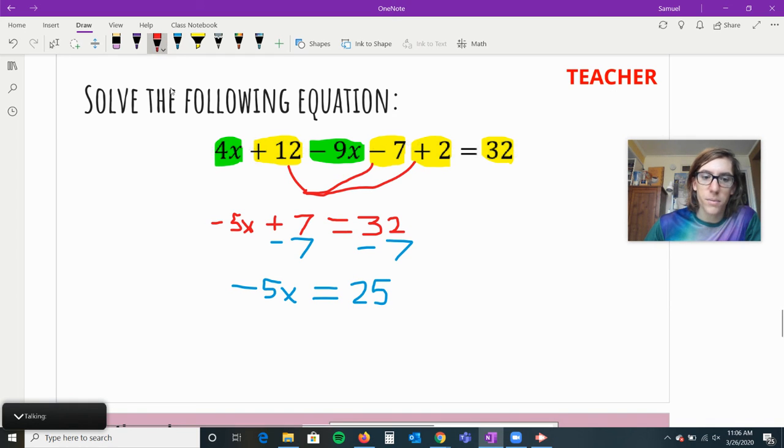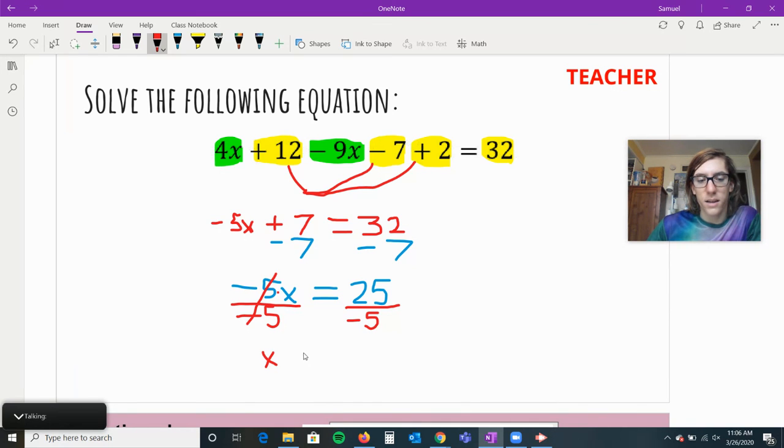And the last step would be to divide both sides, because these are multiplying, so I do the inverse, the opposite. Divide both sides. What are we going to divide by? Whatever this is, so divided by negative 5 on both sides. That way those would cancel out. Negative 5 over negative 5 is going to be 1.